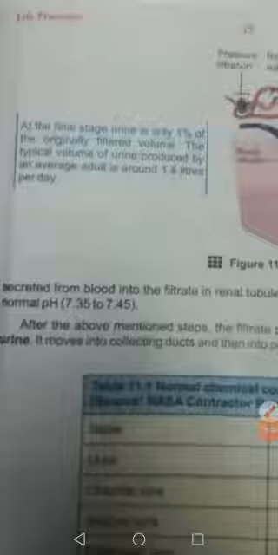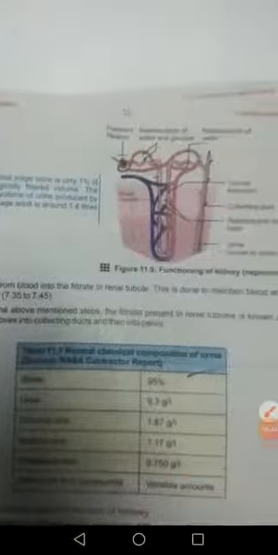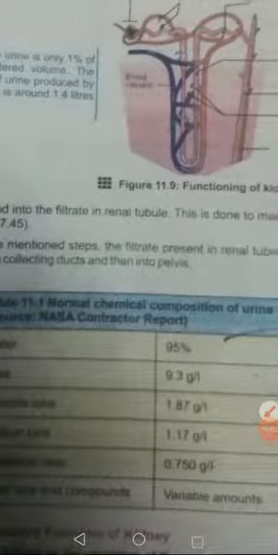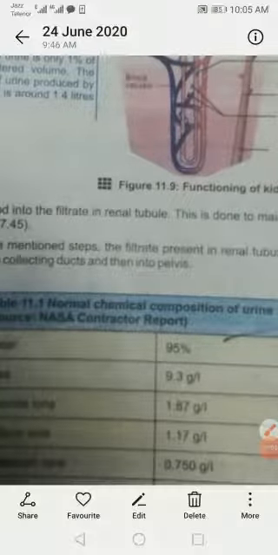The typical volume of urine produced by an average adult is about 1.4 liter per day. This is the normal composition of the urine. ये भी आप लोगों ने learn करना है. How much percent water is present in the urine? 95%. Urea 9.3 gram per liter. Chloride ion 1.87 gram per liter. Sodium ion 1.17 gram per liter. Potassium ion 0.750 gram per liter. And other ions and compounds in variable amounts. You will learn it. This is very important regarding paper.